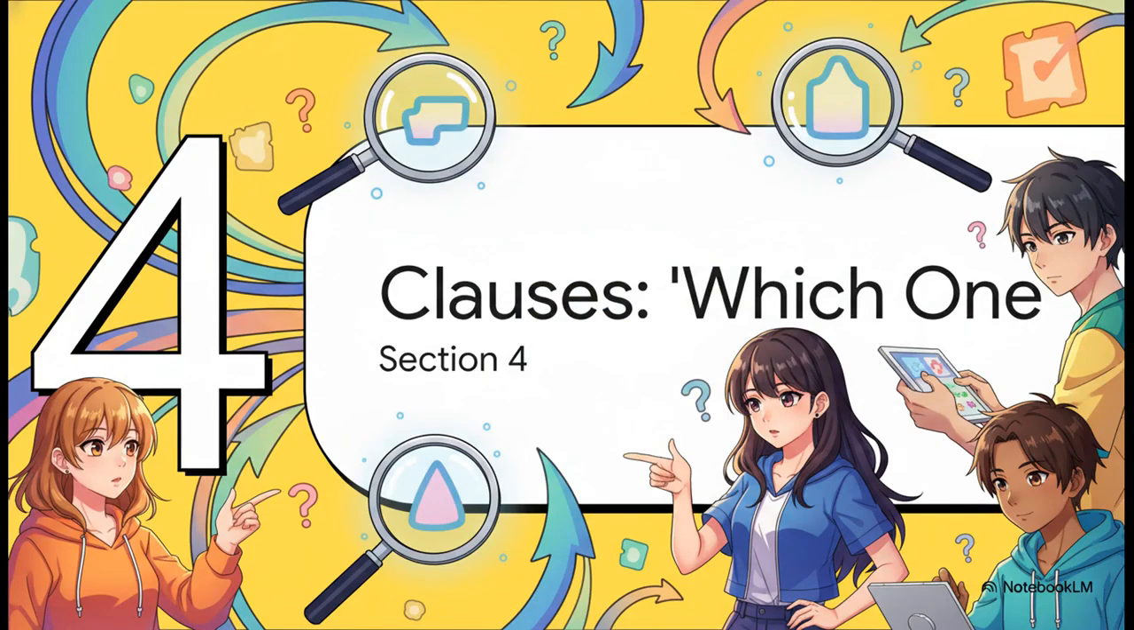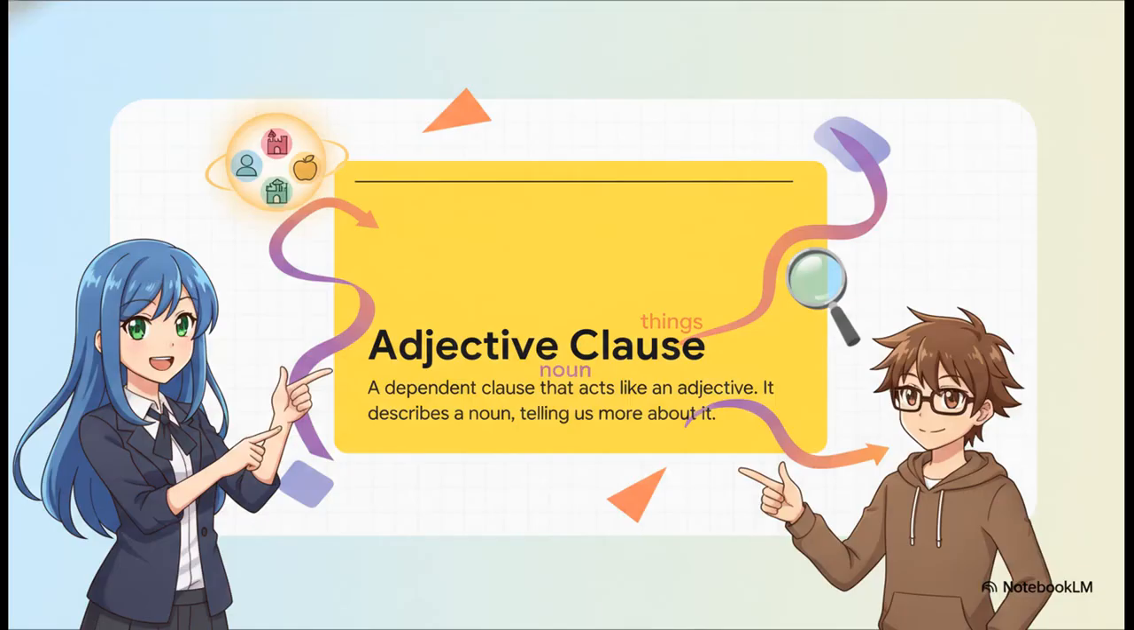Okay, let's look at the second major type of clause. This one isn't about the when or why. Instead, it's all about getting descriptive and answering the question, hey, which one are you talking about? So let's meet the adjectival clause. And yeah, it sounds like adjective for a reason. Its entire job is to point to a noun in the sentence, a person, a place, a thing, and give us more specific information about it.